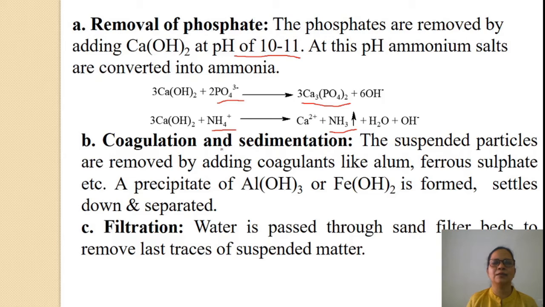B is coagulation and sedimentation. Once again, coagulation and sedimentation is done in the tertiary treatment. The suspended particles are removed by adding coagulants like alum, ferrous sulfate, etc. So, a precipitate of aluminium hydroxide, if alum is added, or if ferrous sulfate is added, a precipitate of ferrous hydroxide is formed, which settles down and these precipitates are separated.